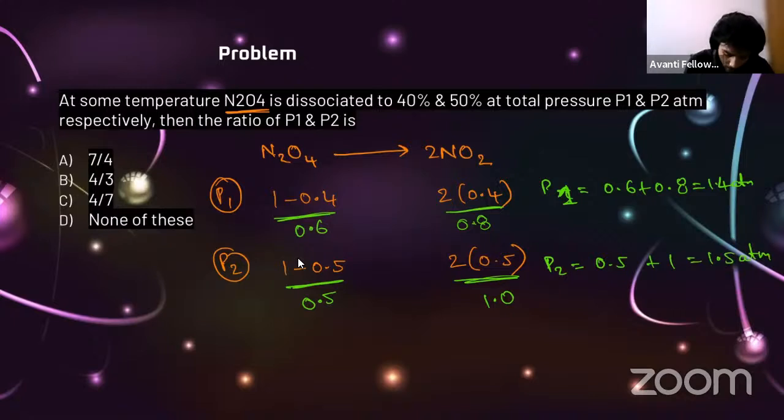Now, you know the equilibrium constant doesn't change, right? Even at P1 or P2, the equilibrium constant will be the same. That doesn't change. So you can write Kp1 is equal to Kp2. Just substitute the pressure values here simply. You know the moles, just write the mole values into P1 and mole values into P2.